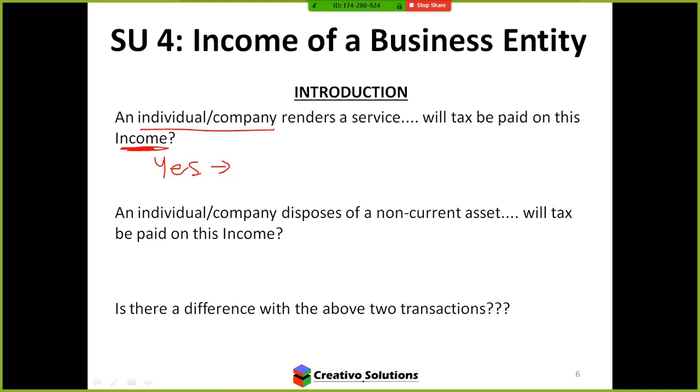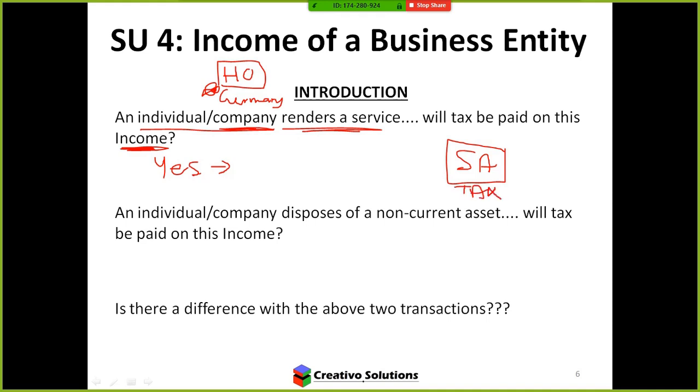Because this is part of your business. Part of the business? Yes. But if it's part of your business, what happens if the head office of your company is based in Germany and you're operating in South Africa? If I render the service in Germany, am I still going to pay tax in South Africa? You would have to pay the tax in Germany, because it's a head office.